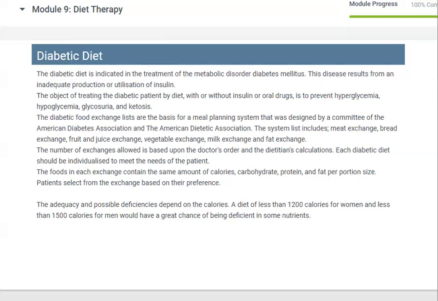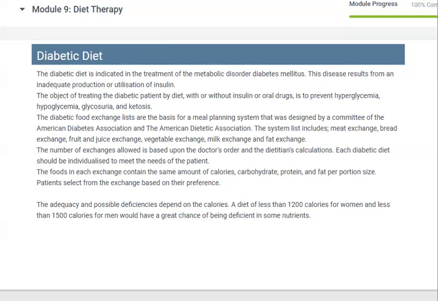The diabetic food exchange lists are the basis for a meal planning system that was designed by a committee of the American Diabetes Association and the American Dietetic Association. The system list includes meat exchange, bread exchange, fruit and juice exchange, vegetable exchange, milk exchange, and fat exchange. The number of exchanges allowed is based upon the doctor's order and the dietitian's calculations. Each diabetic diet should be individualized to meet the needs of the patient.